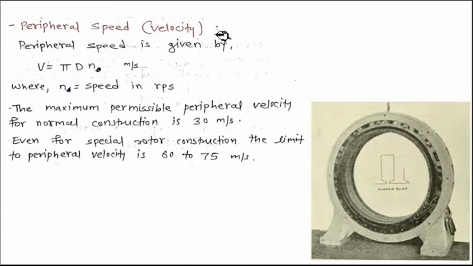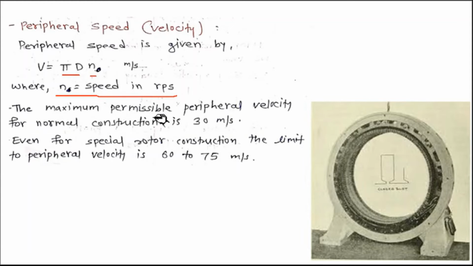Now the next concept is your peripheral speed or velocity. Peripheral speed is given by pi d n. Now this n is again in RPS, the speed in RPS, which is given by small n, or you can write it as small n suffix s, no problem. So peripheral speed is given by pi d, and again pi d is nothing but your 2 pi r, which is the perimeter of your stator bore, times ns.